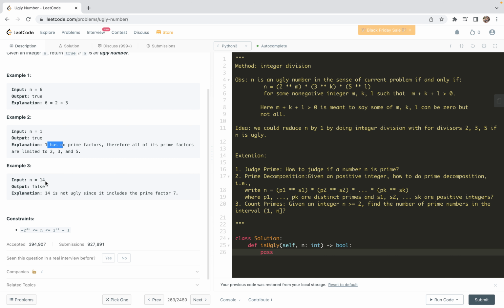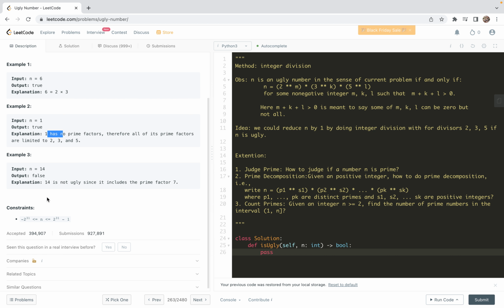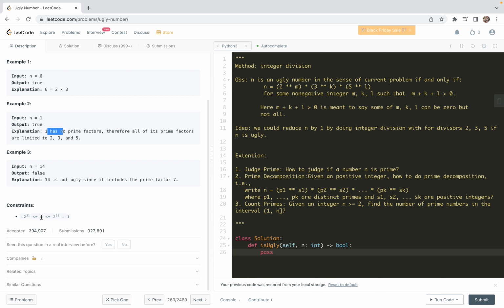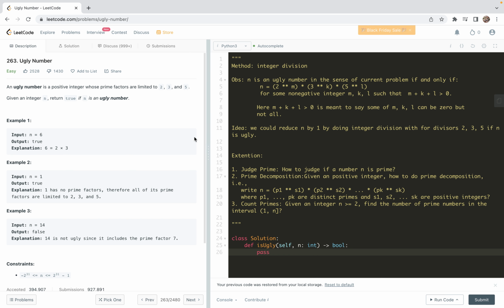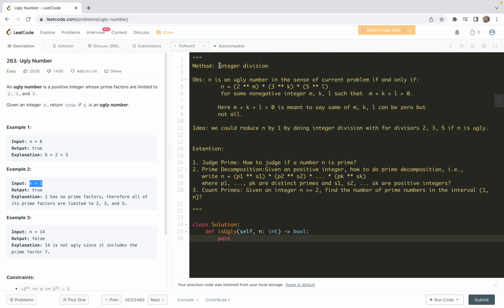So it has no prime factors. Therefore, all of its prime factors are limited to 2, 3, and 5. In this sense, this output is true. So we will make this more rigorous, right? In example 3, when n equals 14, 14 equals 2 times 7. So 2 times 7 is actually its integer prime decomposition, so it's not an ugly number.